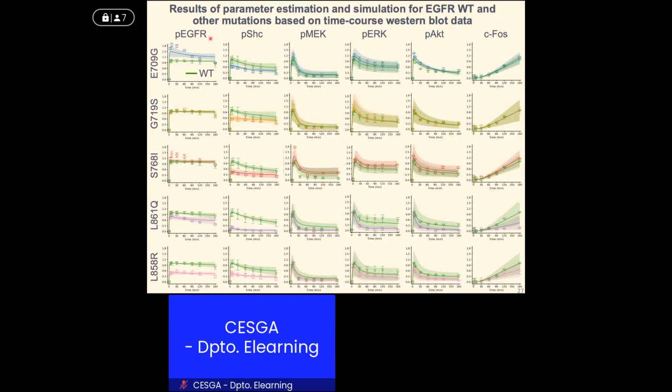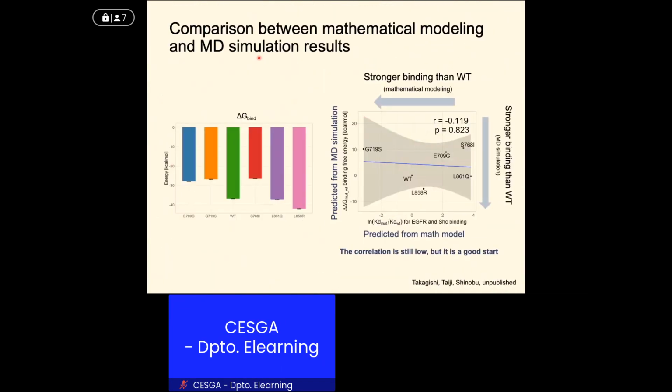Of course we need a lot of data here, but this is what we got so far because this is an initial try. Also we compare the delta G obtained here, and here is a correlation. The x-axis is a prediction from the mass model, and the y-axis is a prediction from the MD simulation. The correlation is not that good, except if we don't have this mutation.